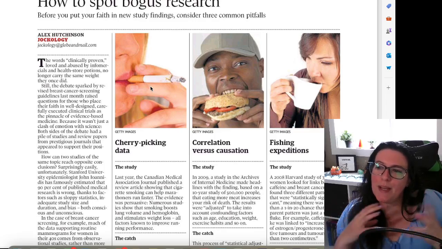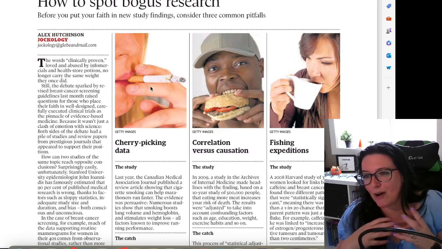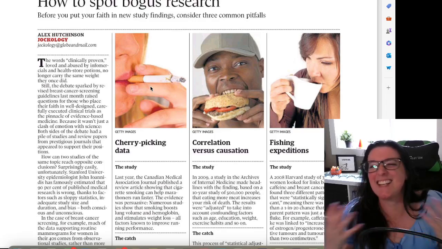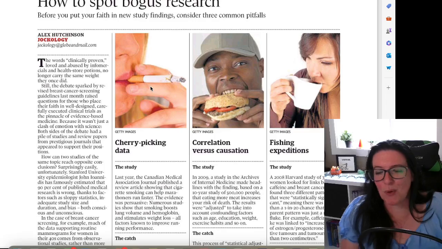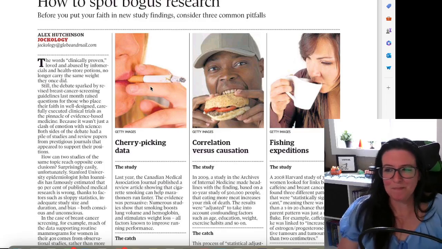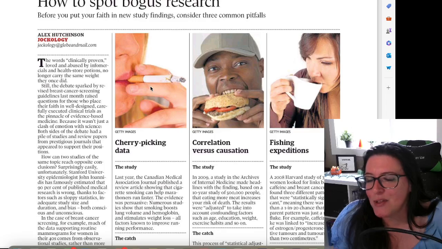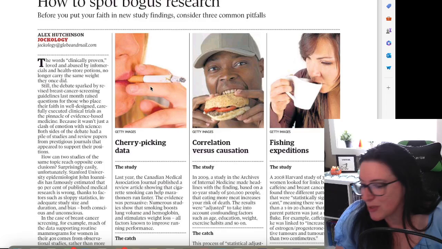So cherry picking the data and focusing on lung volume between different studies, that doesn't mean that cigarette smoking helps marathon runners run faster. Okay, so we've got to be careful about cherry picking data, pulling information that supports a claim and not other information that is opposed to it.